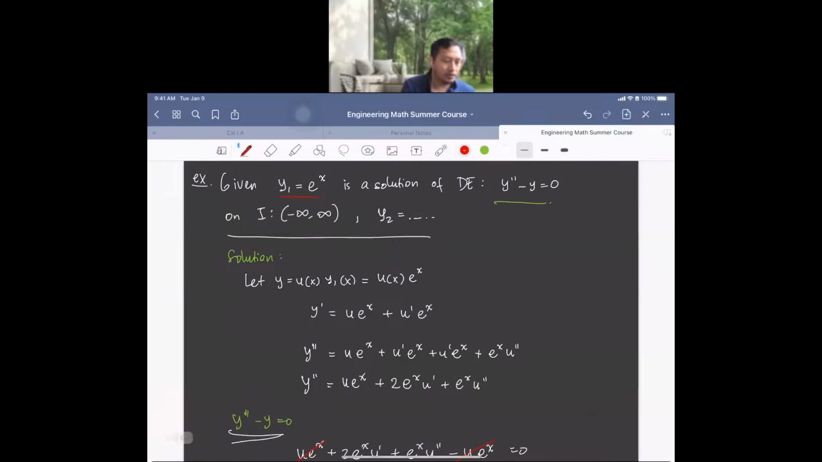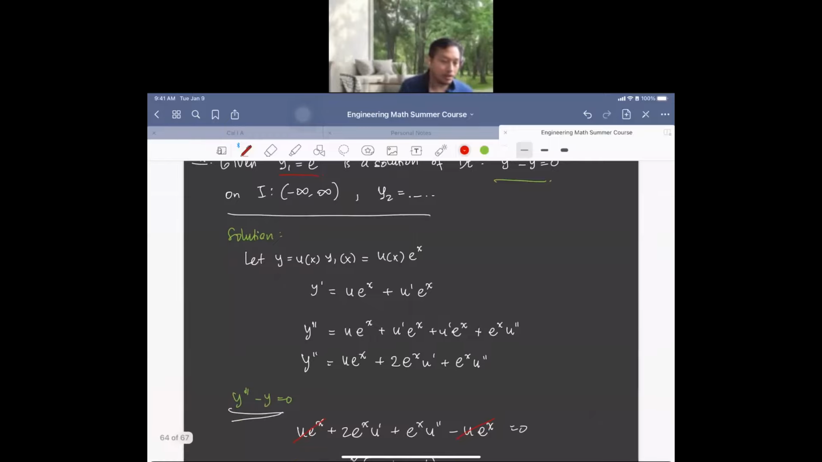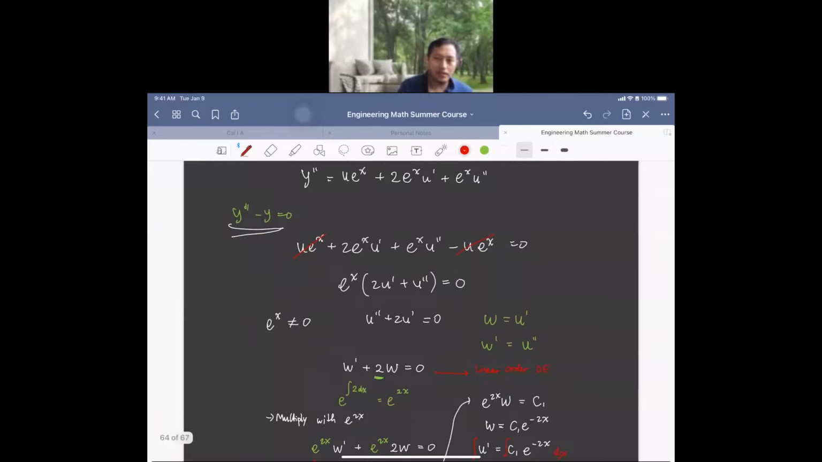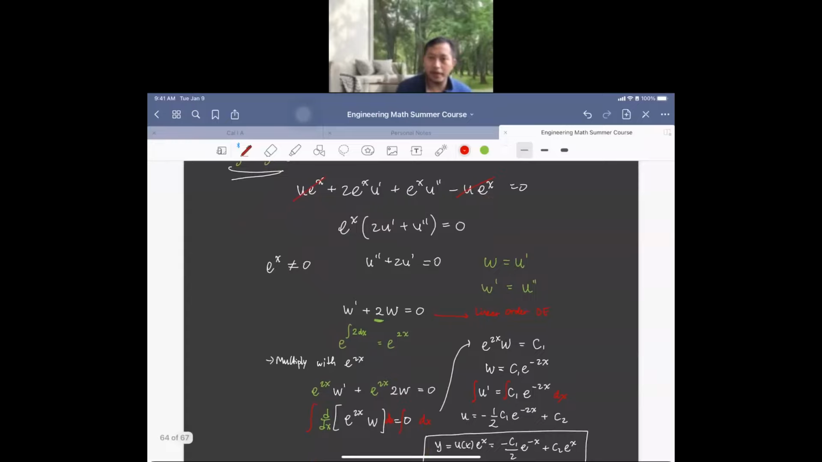So for example, if we want to find y2 from these equations that has y1 equal to e to the power of x, then we are going to substitute y becomes u(x) e^x, and we are going to differentiate twice, and we are going to substitute into the original equation, which is the differential equation, and we can finally solve and get the answer.